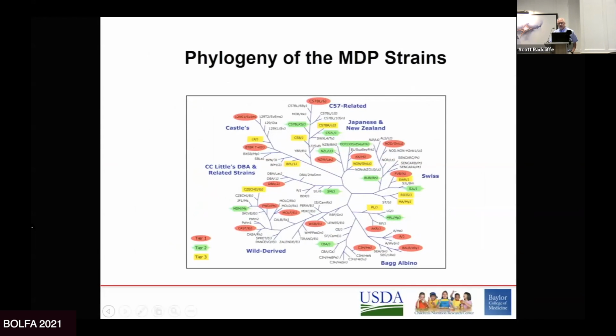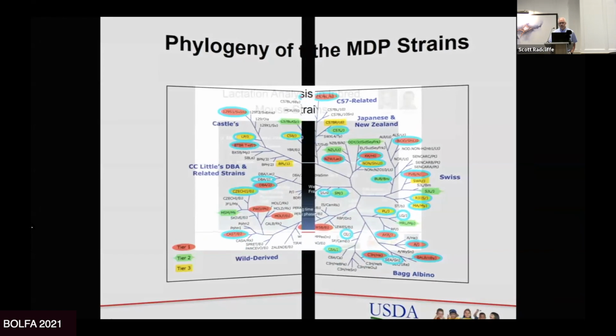You can also do other things, and this is a little bit of an old slide, but this shows the relationships among the different known inbred strains that you can get from places like the Jackson Laboratory. And we use this to identify our initial study. You can see they're broken into about 7 groups, wild-derived and CC's, Little Castle's, C57 related, Japanese and New Zealand, Swiss and Bagg albino. And for us, we wanted initially to at least get strains that were representative of those different groups. So all of the ones that are shown in cyan, where the strains were, we were able to get a set of founders from the Jackson labs and then produce study animals from those.